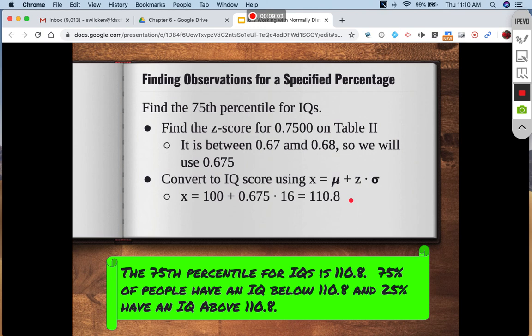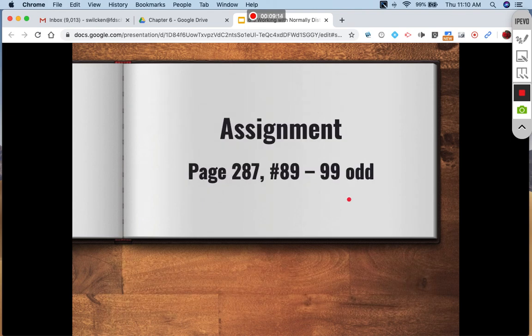So 75% of people have an IQ below that. 25% have an IQ above 110.8. So that's just a few examples of using that standard normal distribution, converting back and forth between your normal scores and your z-scores, so that we can use that distribution, using that table to look up and do those problems. So, have at it.